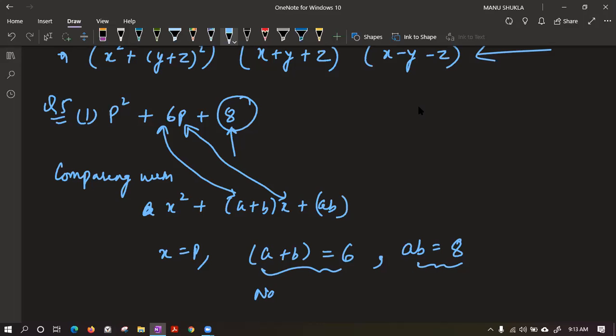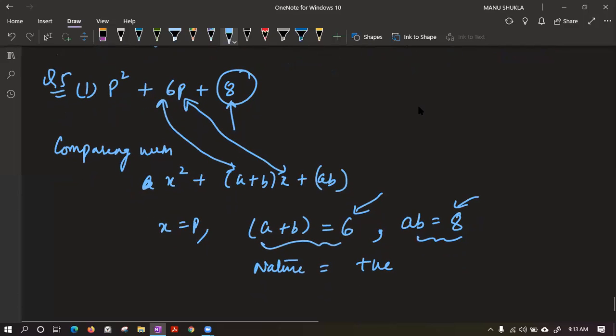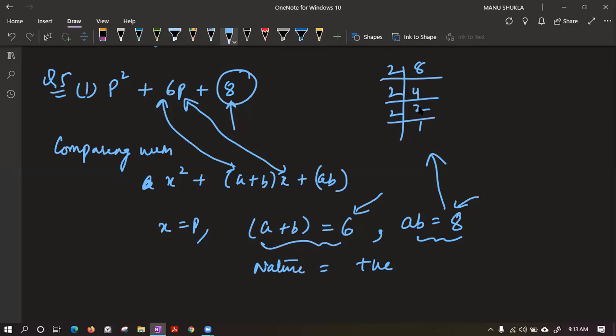First, tell me the nature of a and b. Are they both positive, both negative, one positive, one negative? They both are positive. Very good, because sum is positive, product is positive. It is clear. Now tell me, how will you find the value of a and b? You will prime factorize the product. So 8: 2 fours are 8, 2 twos are 4, 2 ones are 2.